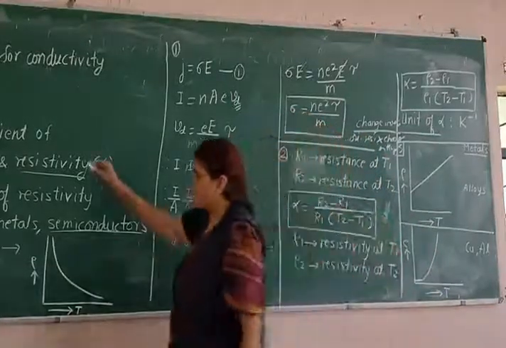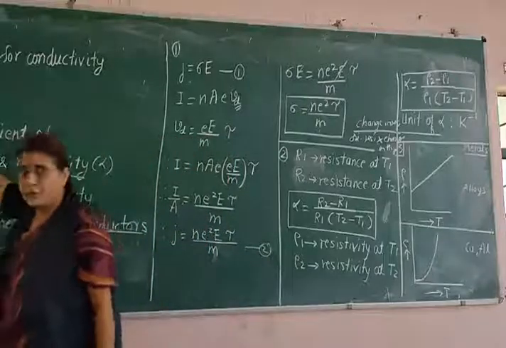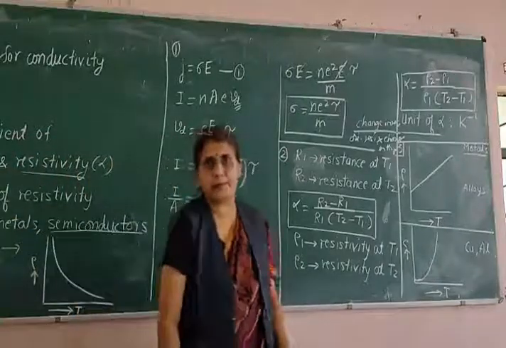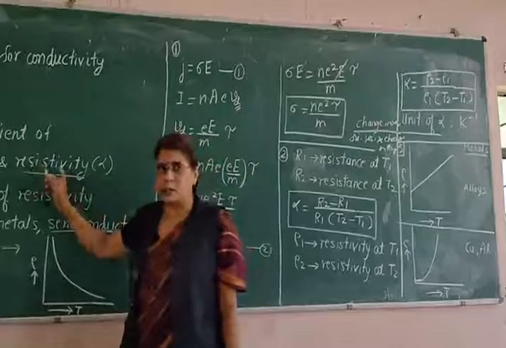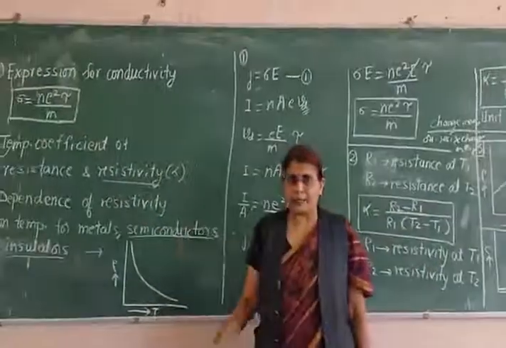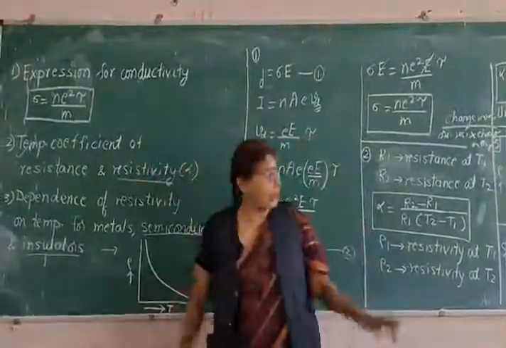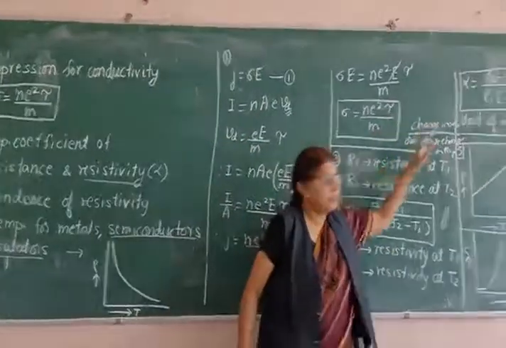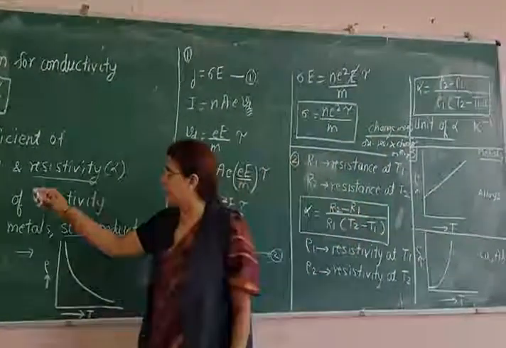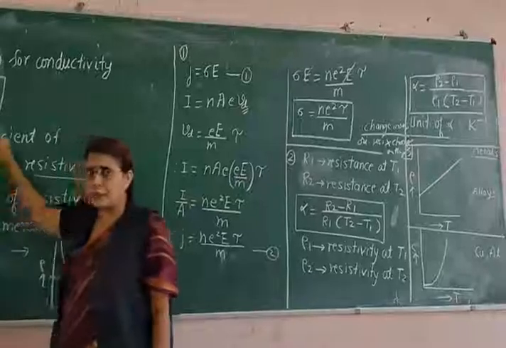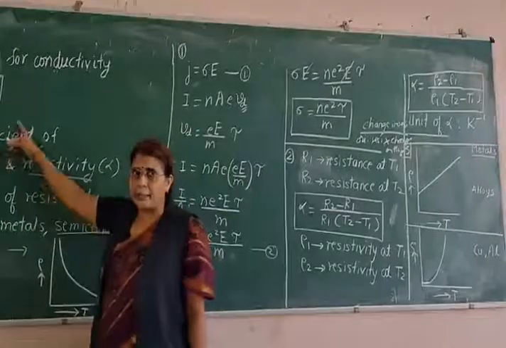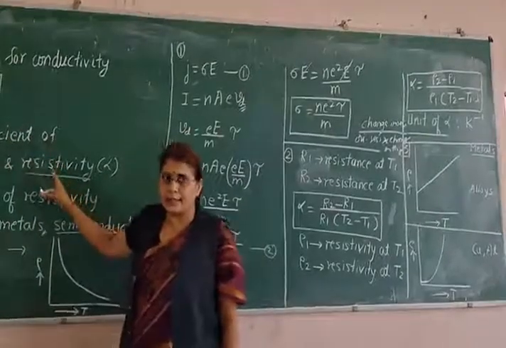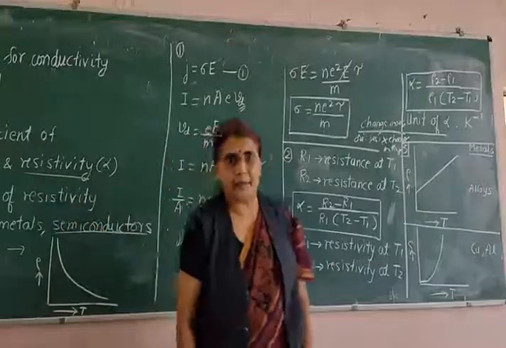So the unit of temperature coefficient of resistivity is per Kelvin. These definitions are usually not asked, but if you see the textbook, there are problems based on them. So if you get a problem in the exam, you should know these two expressions. I have taken these two definitions: temperature coefficient of resistance and temperature coefficient of resistivity. So this was my second point.